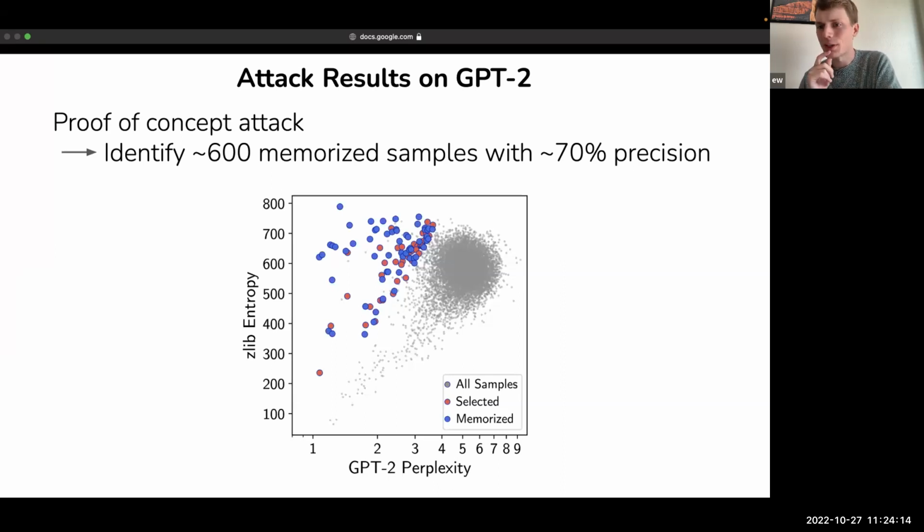Our attack is a pretty proof of concept. We only identify about 600 examples total. The precision is something like 70%. But you can imagine running this attack at a much larger scale and extracting a huge amount of training data from something like GPT-2.